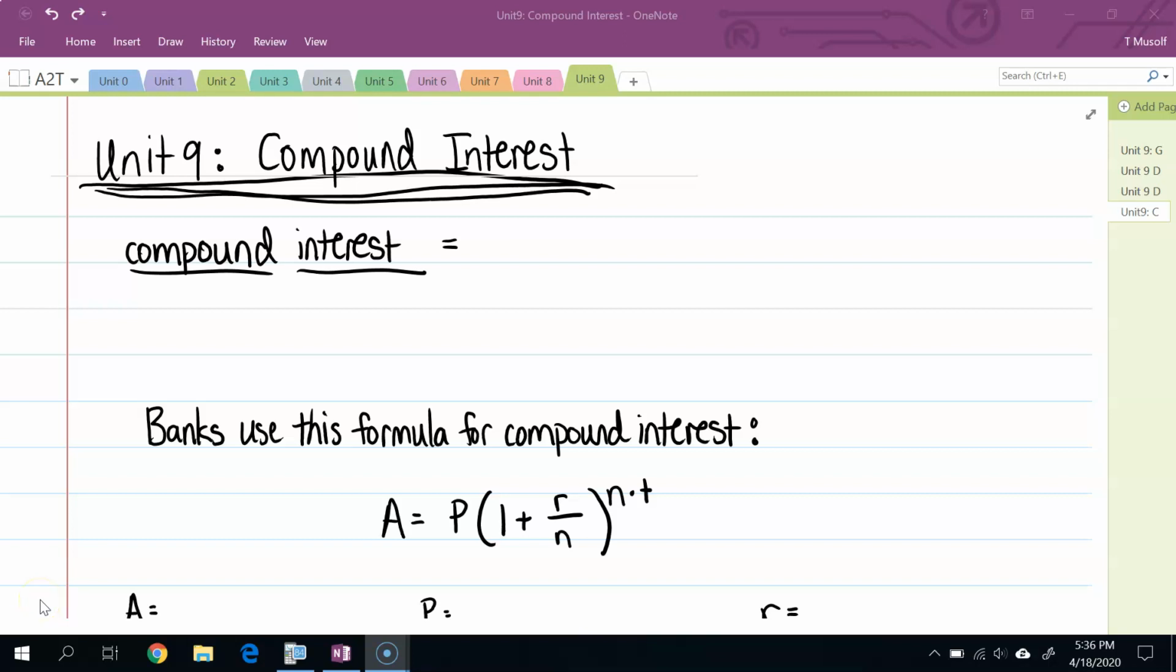Hi everyone, this is Mrs. Musoff. Today we're going to be talking about compound interest, which is a specific type of exponential growth that references the interest that you make on money or the interest that you have to pay on money.